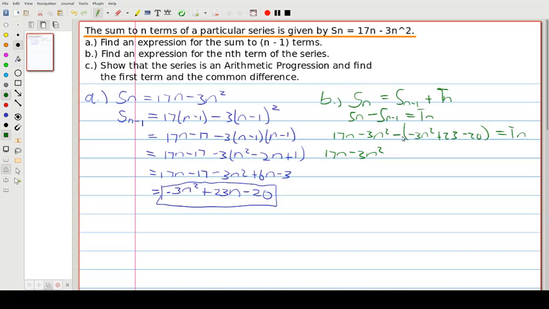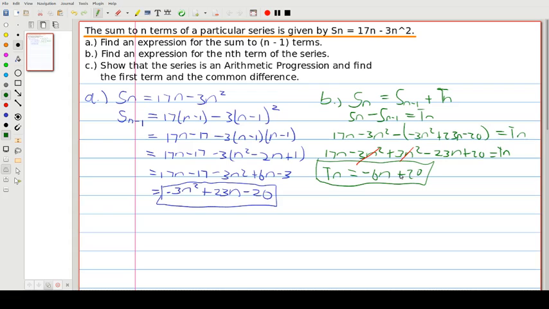Now we can distribute the minus in. So negative 3n squared becomes positive 3n squared, minus 23n, and plus 20 equals Tn. Let's collect our like terms. We've got negative 3n squared plus 3n squared, so those cancel out. We've got 17n minus 23n, so that's negative 6n. And we've got plus 20. And that's it. There is our answer for question B.